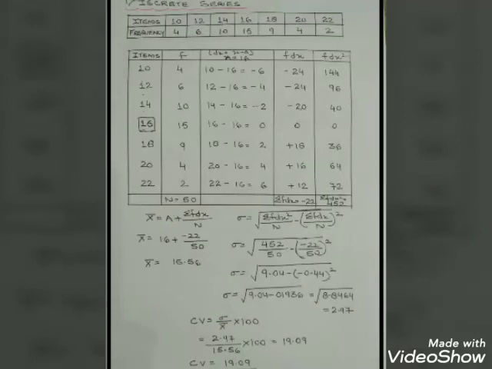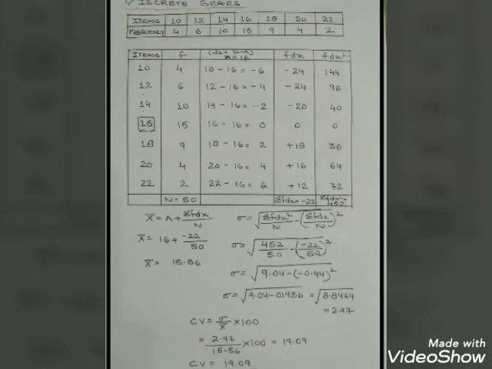Now children, very important part, f d square. Now over here, how you are supposed to find out f d square: you are going to square up the deviation values, that is minus 6, minus 4, minus 2, first, and then multiply with the frequency. So minus 6, when you square up, you get 36. You multiply 36 with 4, you get 144. Then 4, if you square up, again it is 16. When you multiply 16 with frequency 6, you get 96.